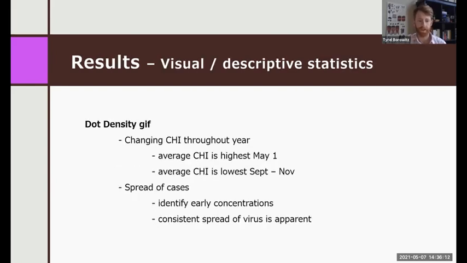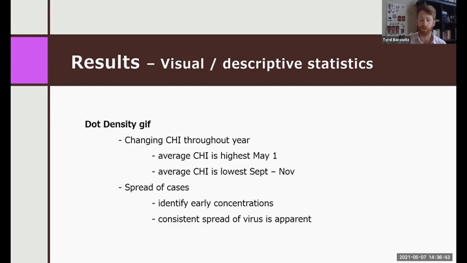So the dot density GIF was really cool. It definitely showed how the CHI changed throughout the year. May 1st is when the CHI was highest across the country, and that chunk between September and November is when it was lowest throughout the country, so most of the fall. This GIF is really good at showing where the early concentrations of the virus were and showing when the virus had a pretty consistent spread across the country in general.